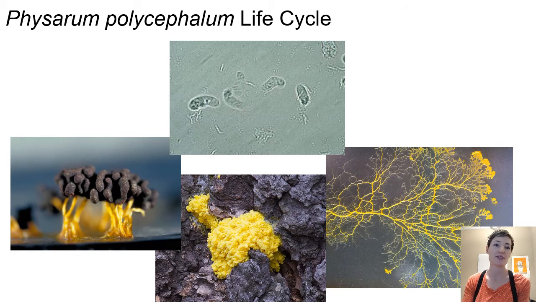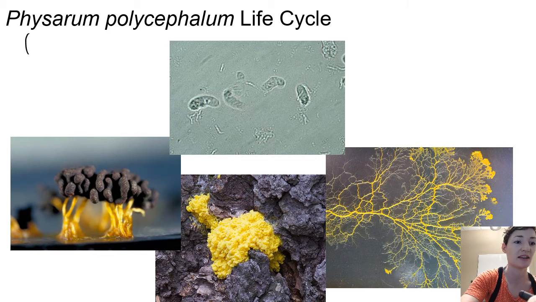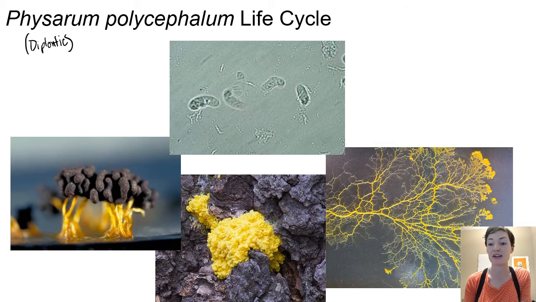Here's a picture of the Physarum polycephalum life cycle. I just took pictures of the different stages. So this is a myxomycete. It's probably one of the most studied myxomycetes, if not the most studied. And so we're looking at its life cycle, which is a diplontic life cycle, which is important because that's another big difference. So you have a diplontic life cycle, much like the oomycetes, but unlike the fungi.